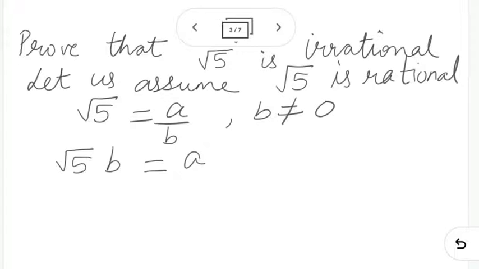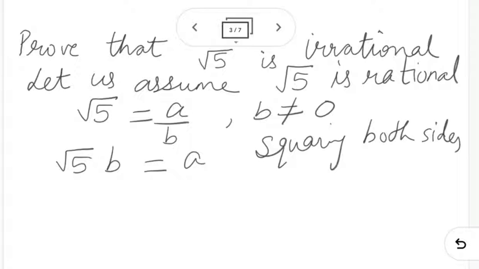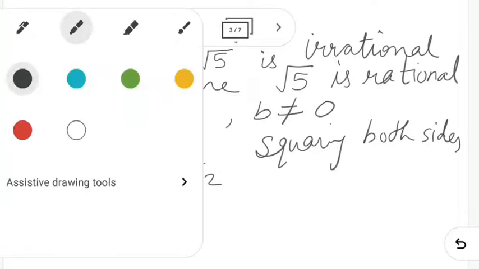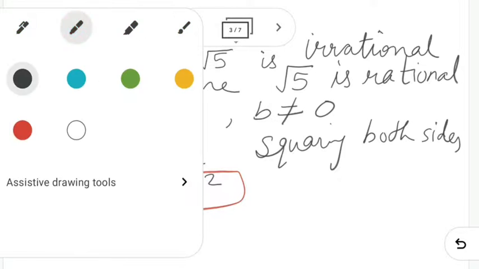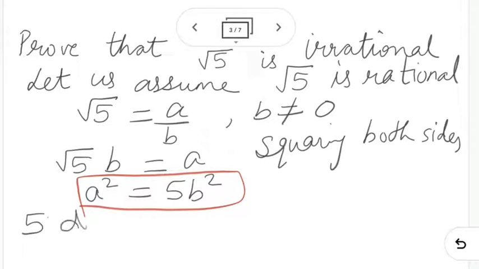Then we will square both sides. When we square both sides, this will give us A square, and here we get root 5 B whole square. So root 5 square will be 5, giving 5B square. Now we have got this equation. What do we see in this? We see that A square equals 5B square. So this shows that we can say that 5 divides A square.